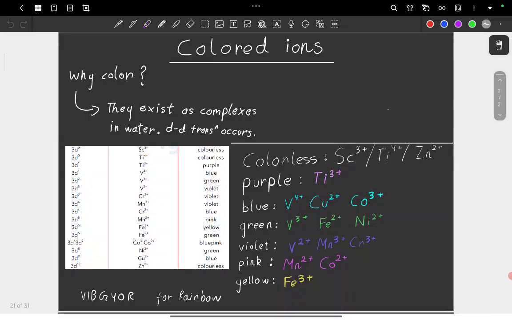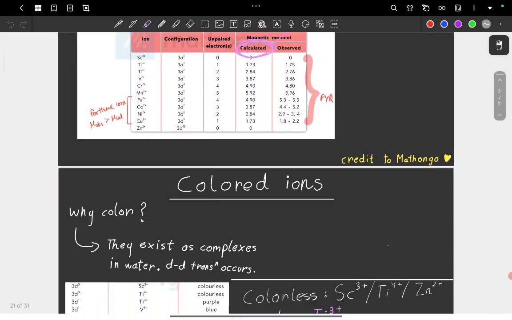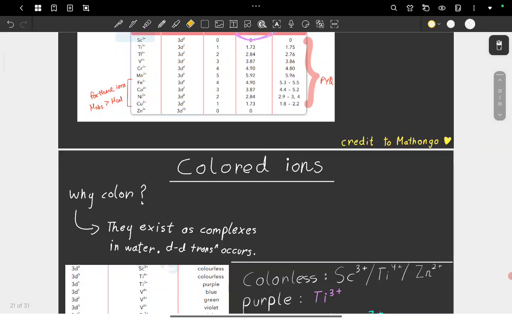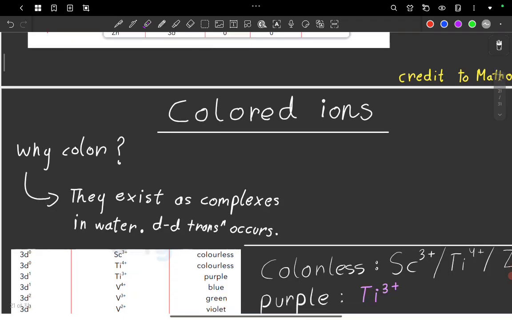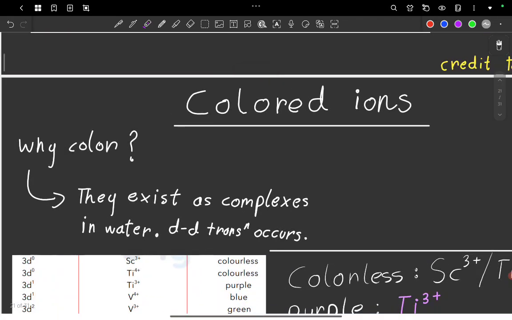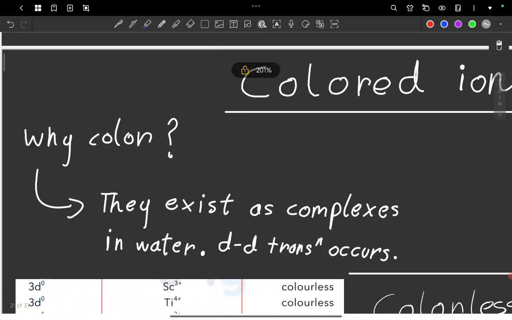Now this is the most irritating part of this chapter, but I have made it easier for you. So we have to learn about colored ions. Now the D block elements cations, they are colored in aqueous solution. Why is that? You will learn about this more in the coordination compounds chapter, but I'll tell you a basic reason here.